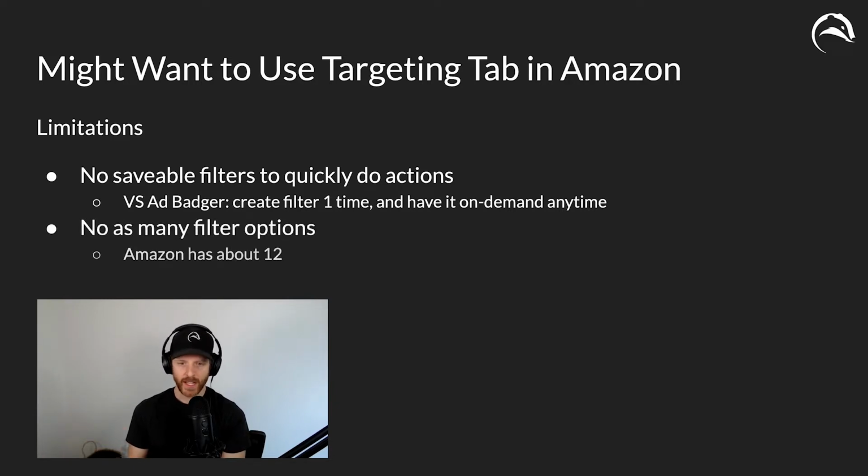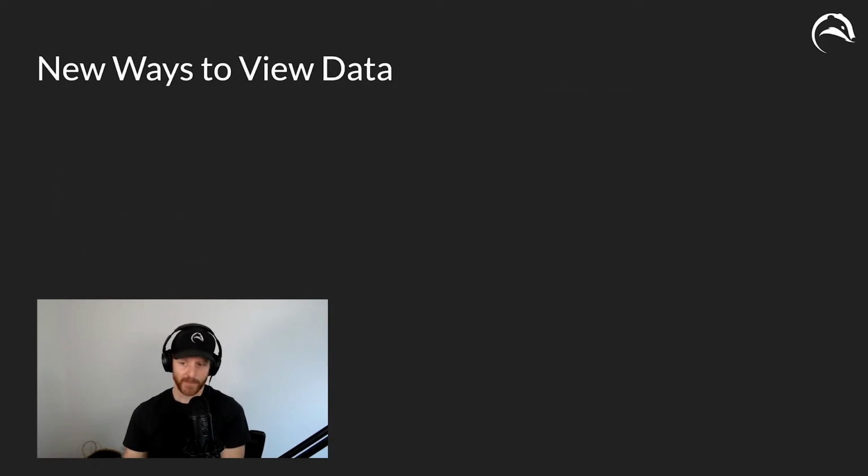In addition, Amazon has about 12 filters you can choose from and Ad Badger has about 30. Because we're able to use data and be a little bit more nimble, we're able to add in and continue to add in filter options for the same entity like a keyword.